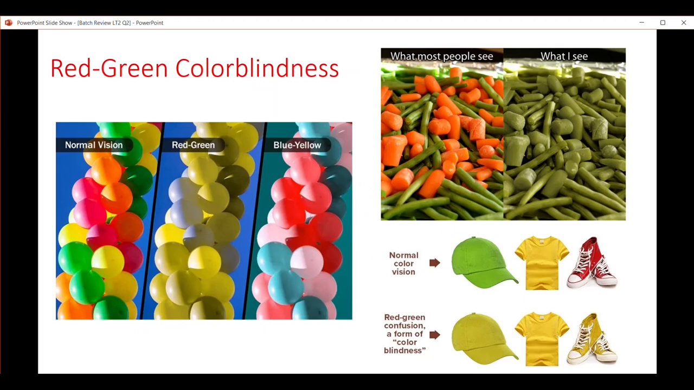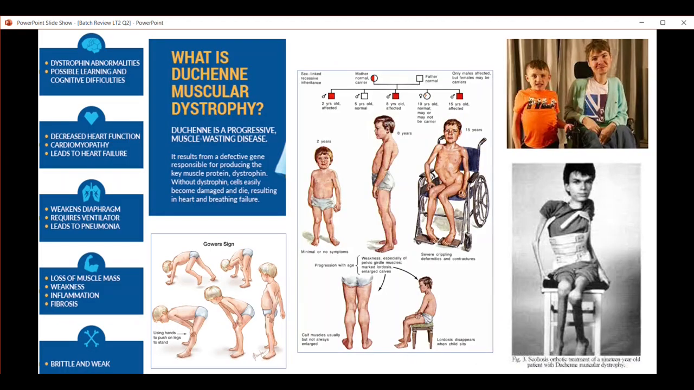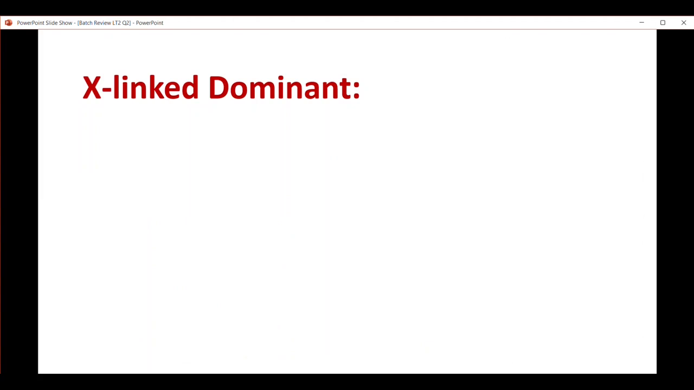So again, colorblind is an example of sex-linked recessive, while the Duchenne muscular dystrophy, wherein the muscles are becoming wasted, is an example also of sex-linked or X-linked recessive. Let's now proceed with X-linked dominant.